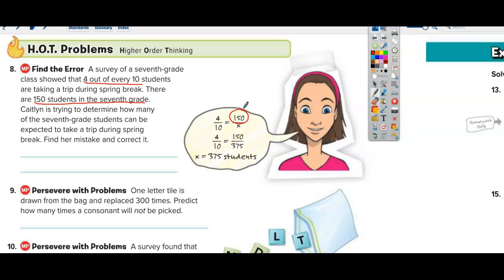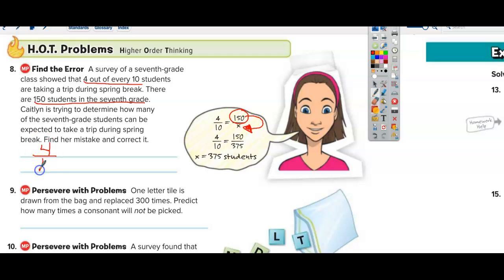There can't be 375 students going on a trip if there's only 150 students, right? That doesn't really make sense. So your total always goes on the bottom, okay? So her mistake was she set it up incorrectly. It should be what?